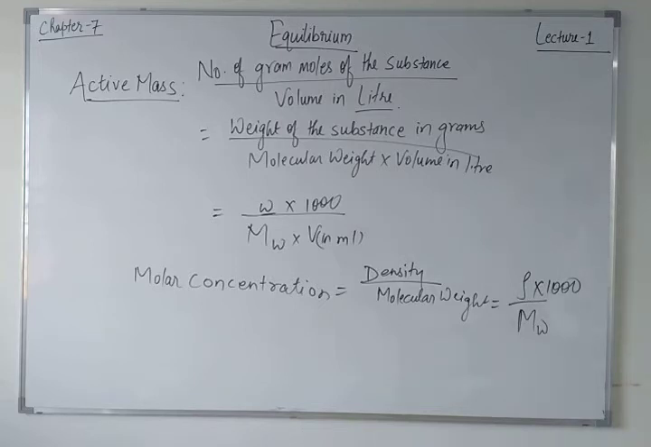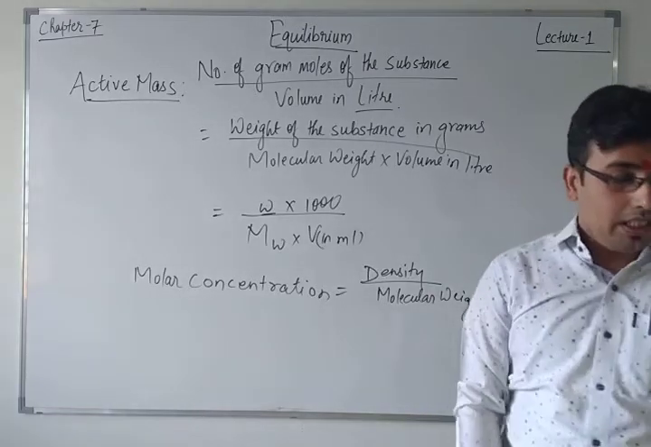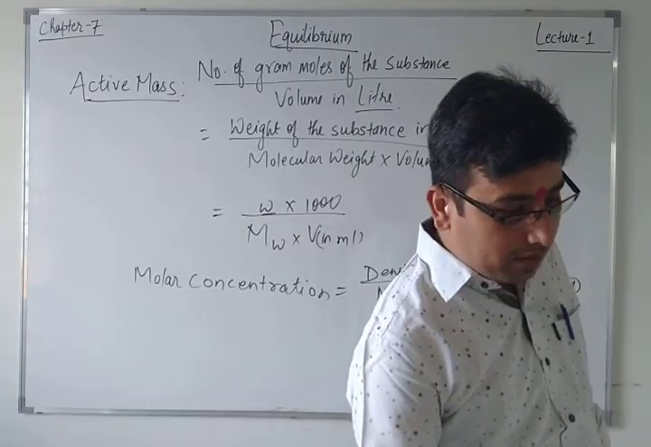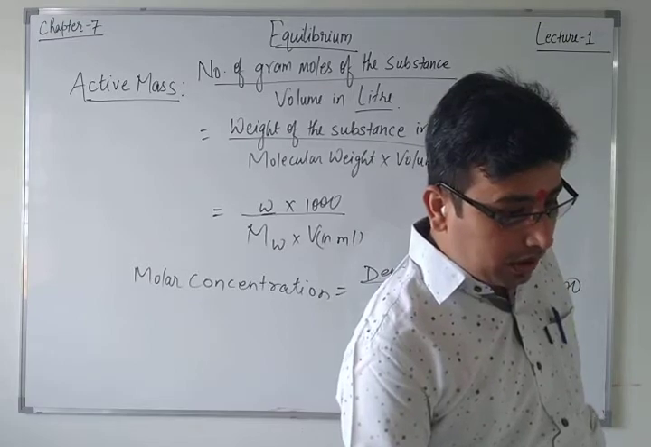So gram per liter. And you will ask what will be the SI unit. So active mass is the density of the substance by the molecular mass of the substance. Hope all of you have understood the concept called active mass. If you have any doubt related to this active mass, then you can drop your doubt into the comment box section.